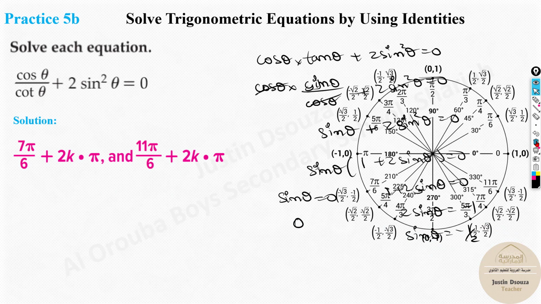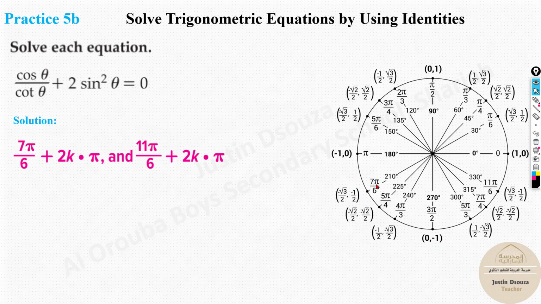See, we got sine theta is equal to negative half, which gives 7 pi by 6 and 11 pi by 6. And always remember, other than these 2 points, all the points are repeating at 2 pi or 360 degrees. So we write 2 pi k or 2k pi, anything is fine. So this is the interval it repeats.